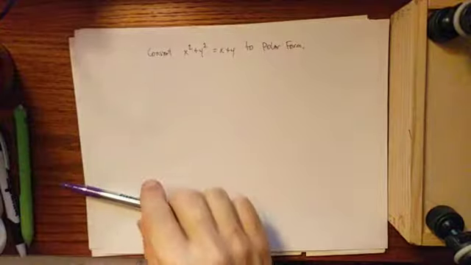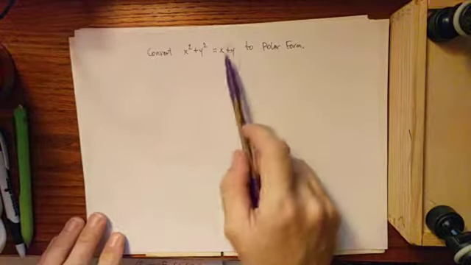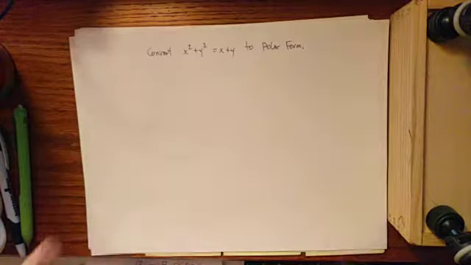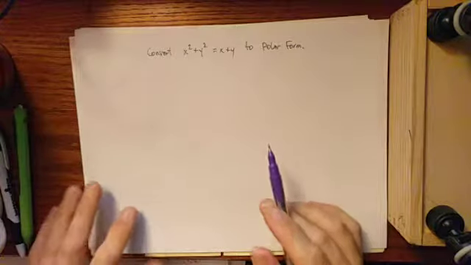It doesn't pass the vertical line test. But Desmos will show you the graph. It will show you what that looks like. And it's a circle, like in the first quadrant. So the question is, what would that look like if we used a polar form?